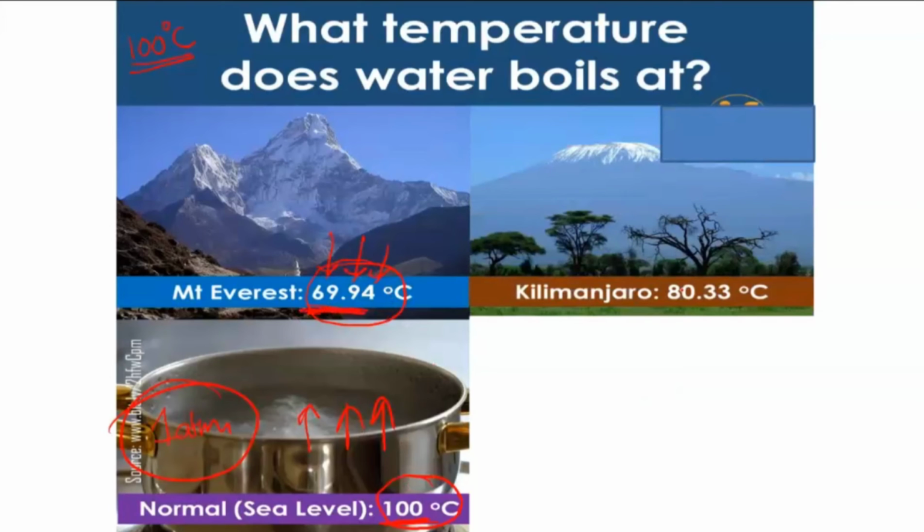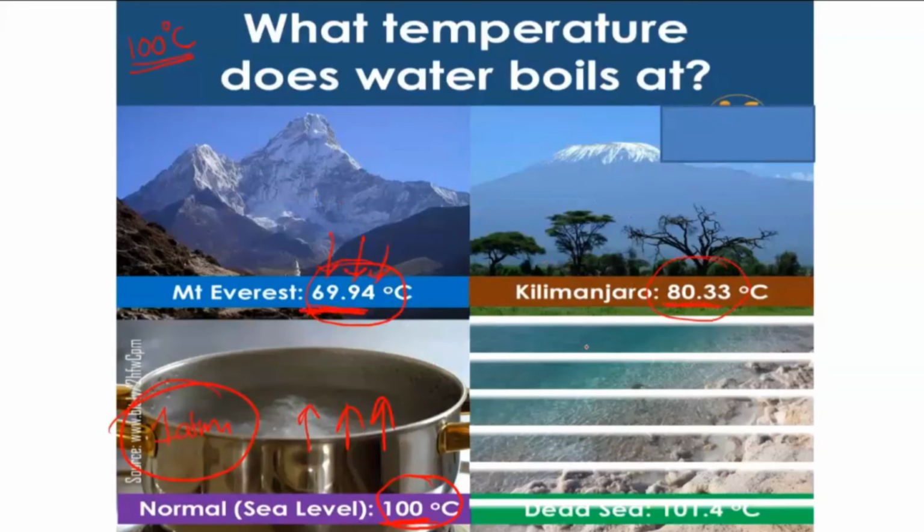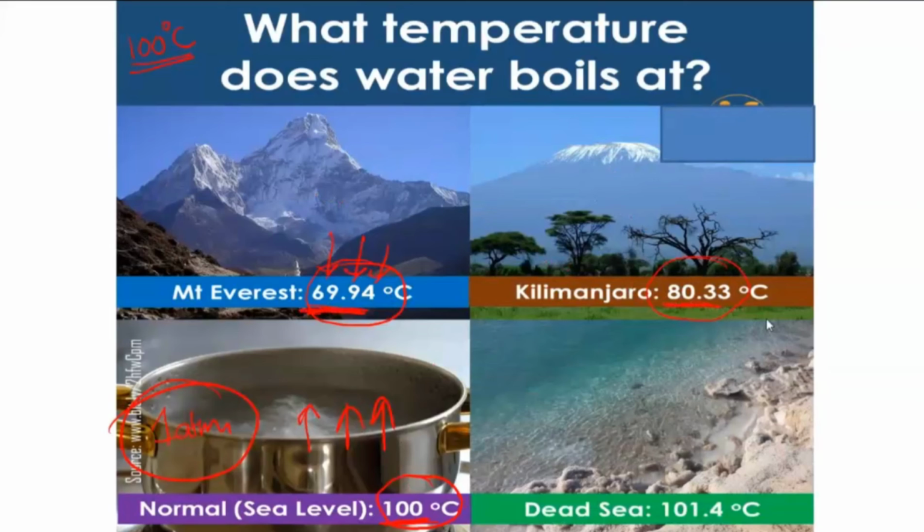Now here, see Kilimanjaro. There also you can see, but the number of gases is more compared to Mount Everest, so the boiling point is around 80.33 degrees Celsius. And then see, this is the Dead Sea. The Dead Sea is where the salt concentration is very high. So where the salt concentration is very high, the temperature required to boil the water is also higher. These are the temperatures which I have written here.